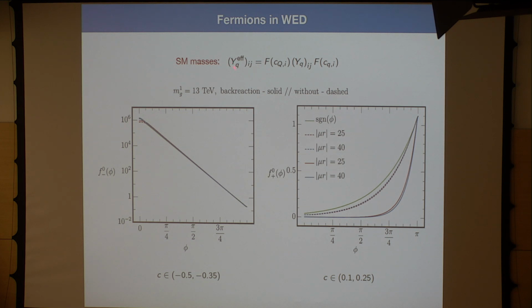As I was telling you, the masses you get for the fermions depend on the localization of the fermions in the fifth dimension. What you assume is a Yukawa of the Higgs with the fermions, and you assume this Yukawa to be order 1. Then this is a function, the profile of the fermions times a constant, and these profiles give you the effective Yukawa. So this is what you see in the standard model.